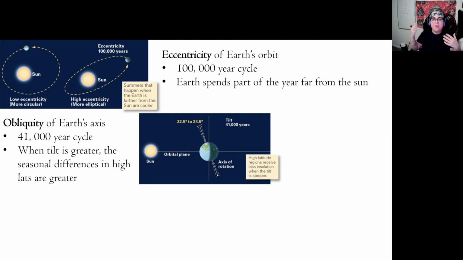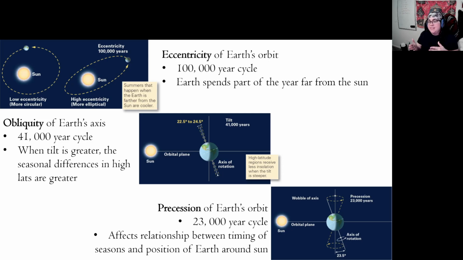For example, when tilt is greater, you can have the difference between a really hot summer and a really cold summer, and then when tilt is not as great, you can have a mild summer and an okay-ish winter, for example.